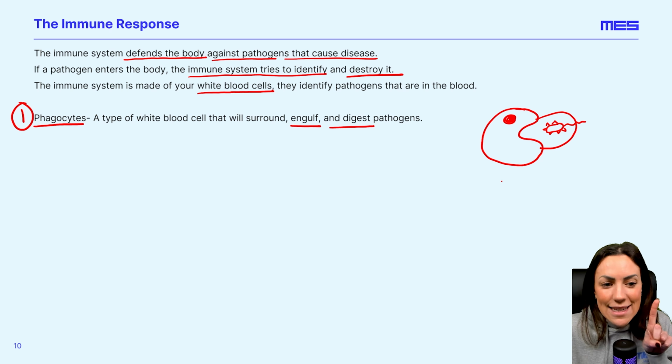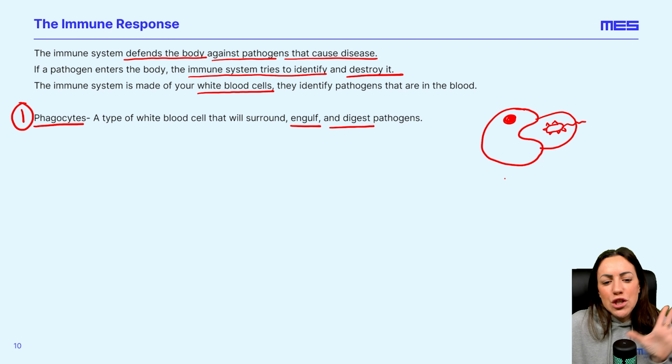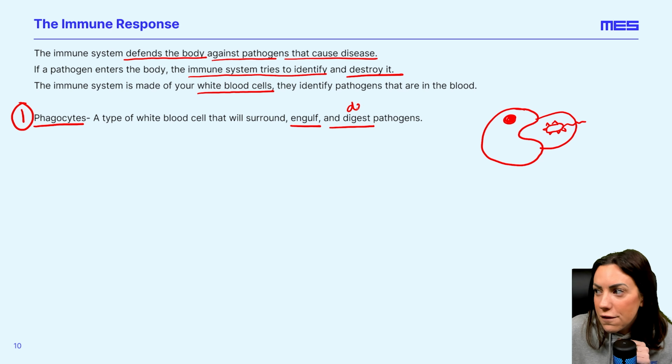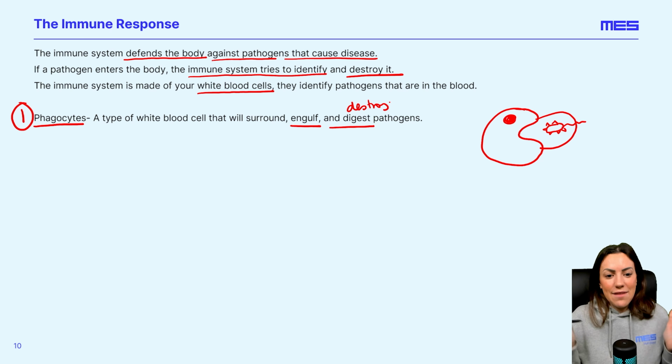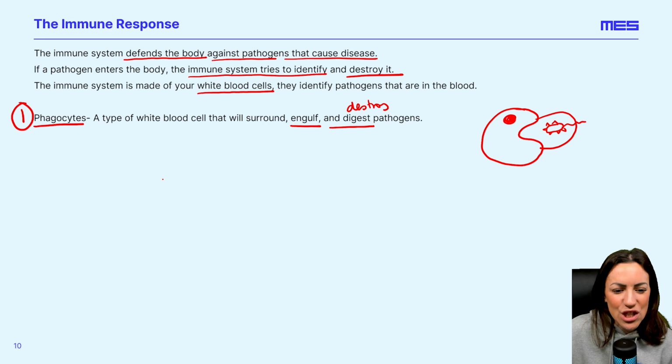Do not say eat. I know my drawing looks a little bit like a Pac-Man eating a pathogen. Do not say eat. Say they engulf and digest the pathogen. Or you can say they engulf and destroy the pathogen like this. They kind of wrap their cell membrane around it. They enclose that pathogen. And then they use enzymes to destroy or digest it. Okay, so that's the first type of white blood cell.